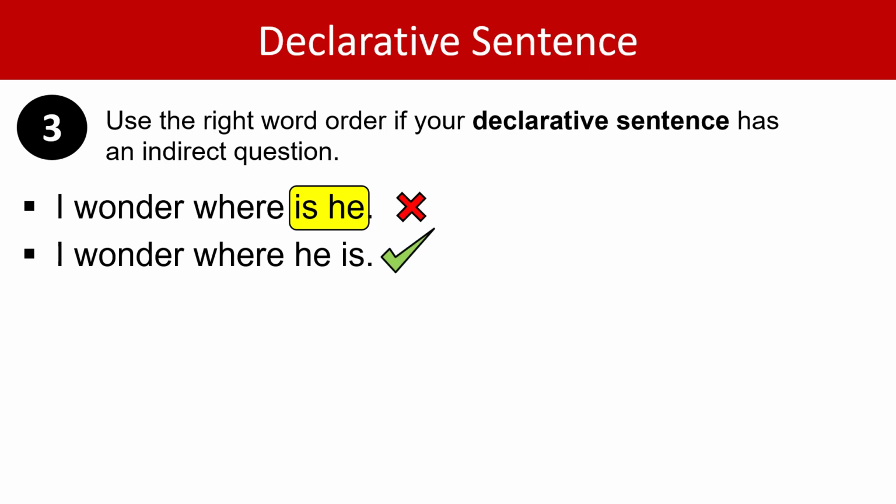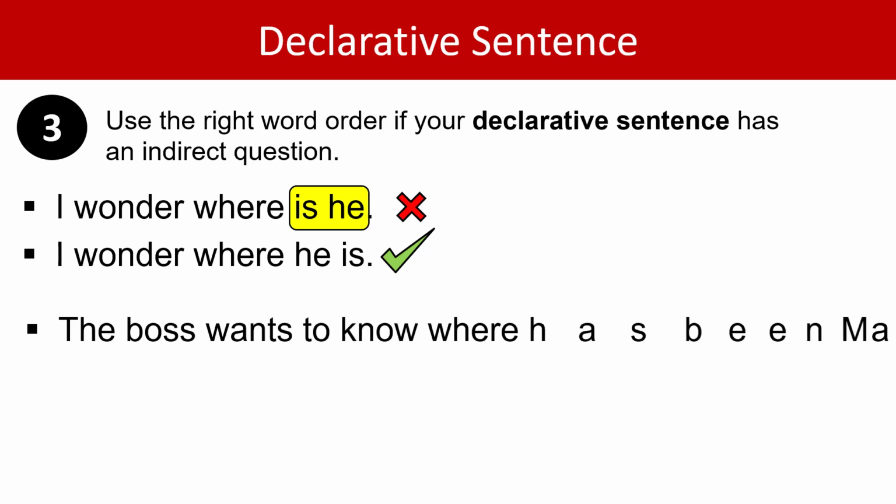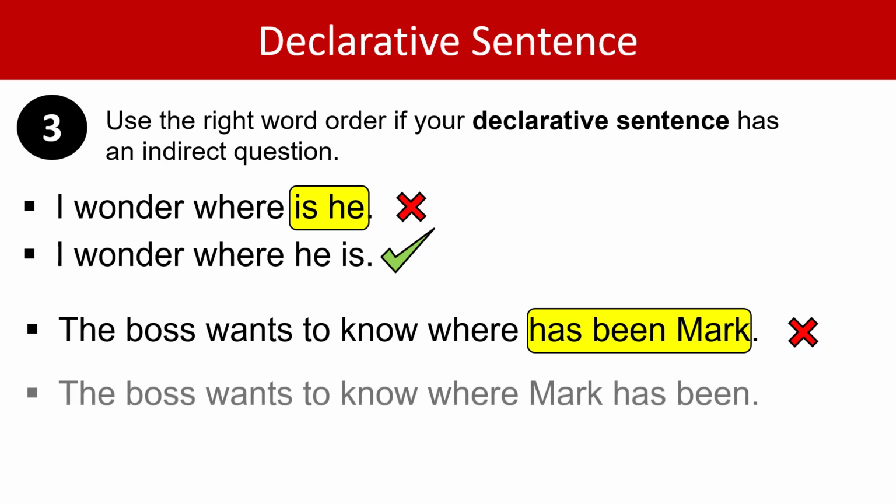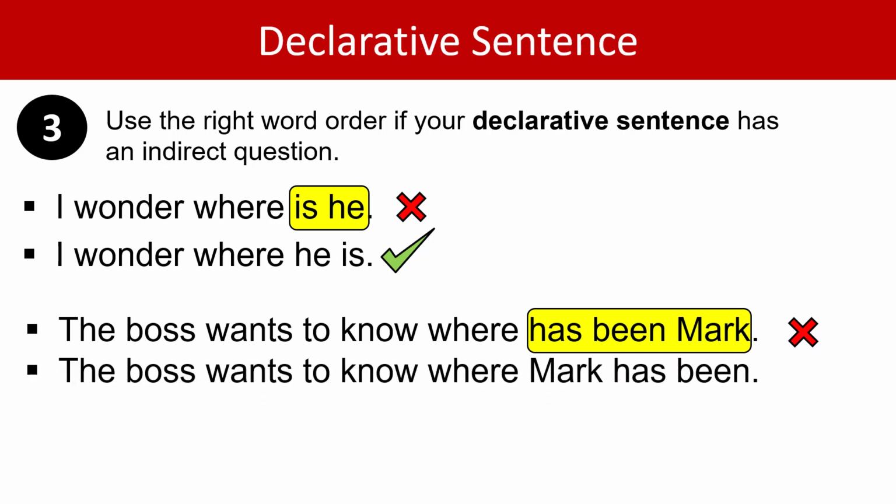And let's go to our other example. The boss wants to know where has been Mark. No, that would be the question word order, and so it is wrong. This is an indirect question, so we want the declarative sentence word order. The boss wants to know where Mark has been. So, with an indirect question, if the whole sentence is a statement, don't put a question mark, and use the word order for a declarative sentence.